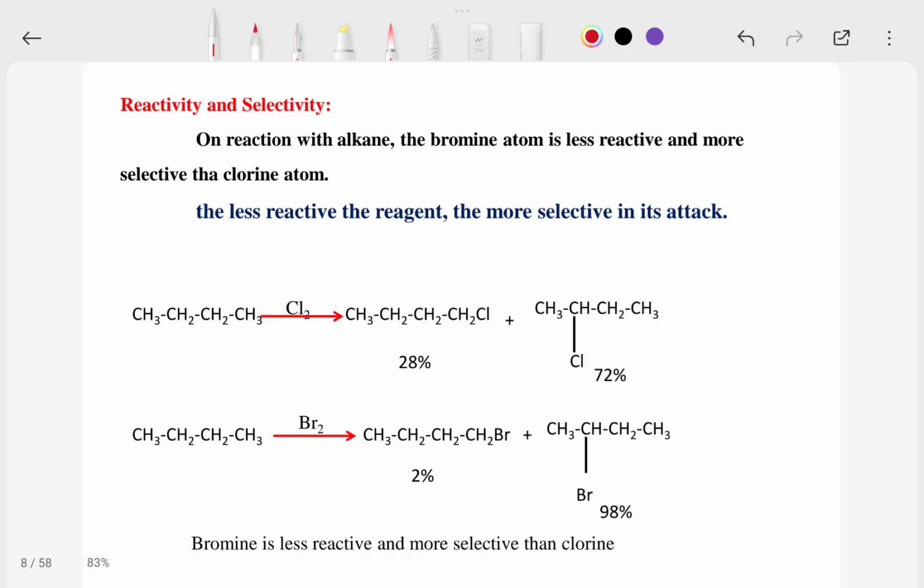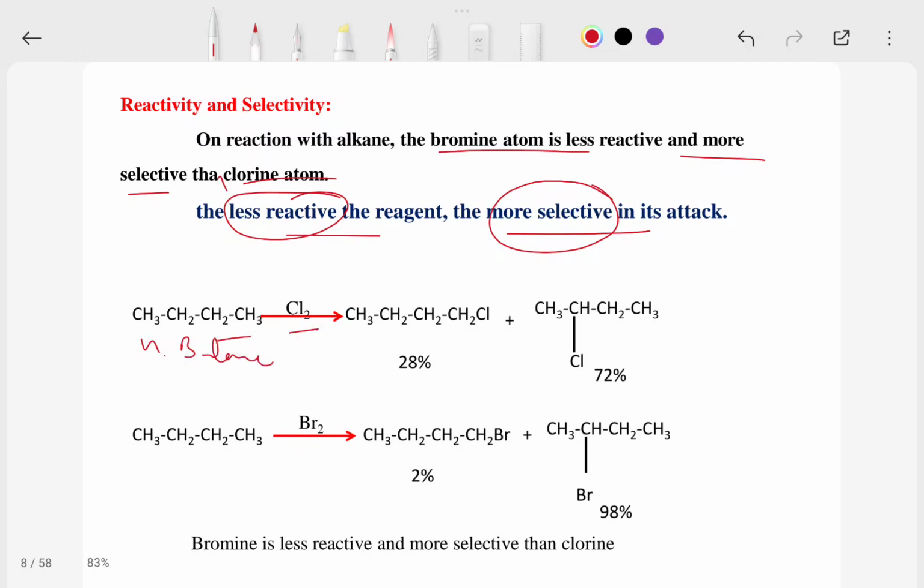On reaction with alkane, the bromine atom is less reactive and more selective than the chlorine atom. Chlorine is the more reactive atom. That means the lower the reactivity of the reagent, the more selective its attack. Less reactive compounds are more selective. When comparing chlorine and bromine, I am taking n-butane.